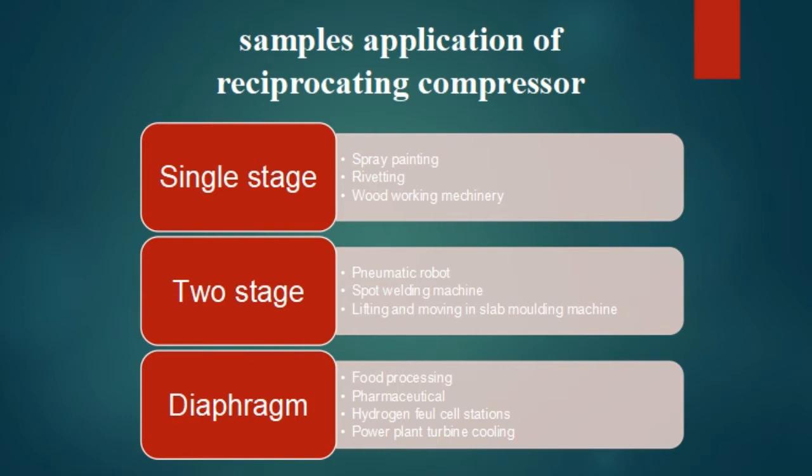Now we'll show you sample applications of reciprocating compressors. For single stage, the sample applications are spray painting, riveting, and woodworking machinery. For two-stage compressors, it is for pneumatic robots, spot welding machines, and lifting and moving in slab molding machines. For diaphragm, it is for food processing, pharmaceutical, hydrogen fuel cell stations, and power plant turbine cooling.